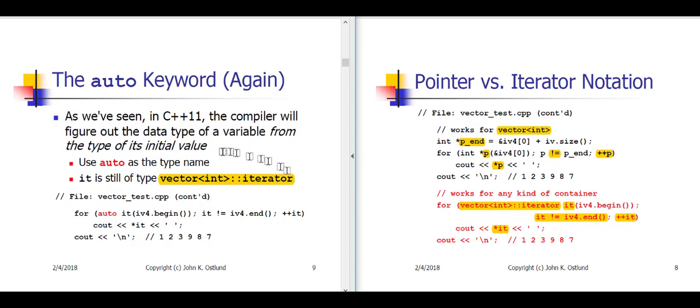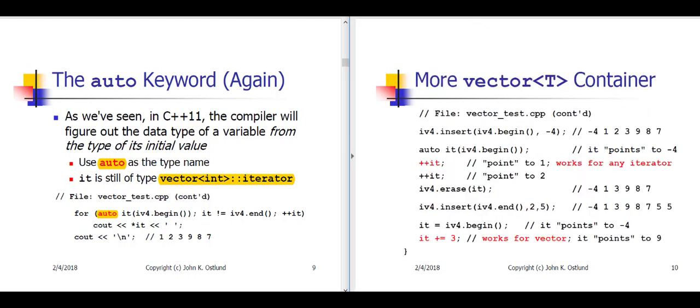In C++11, as we talked about before, you can use the auto keyword instead as the type of an object, and the compiler will figure out from context what the actual data type of the object should be. And so if I use auto in my declaration of IT, then since IV4 is a vector of int, and IV4.begin produces an object whose data type is iterator that is a member of the vector of int class, we can use auto to just let the compiler figure that out for us.